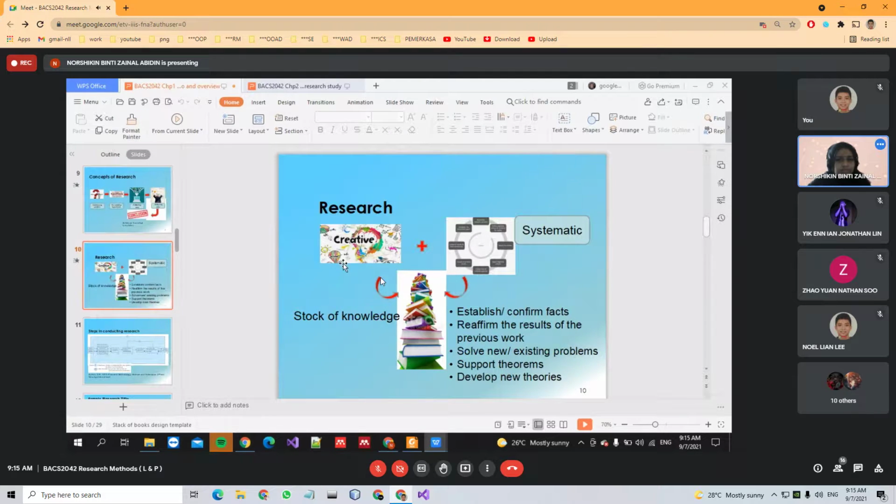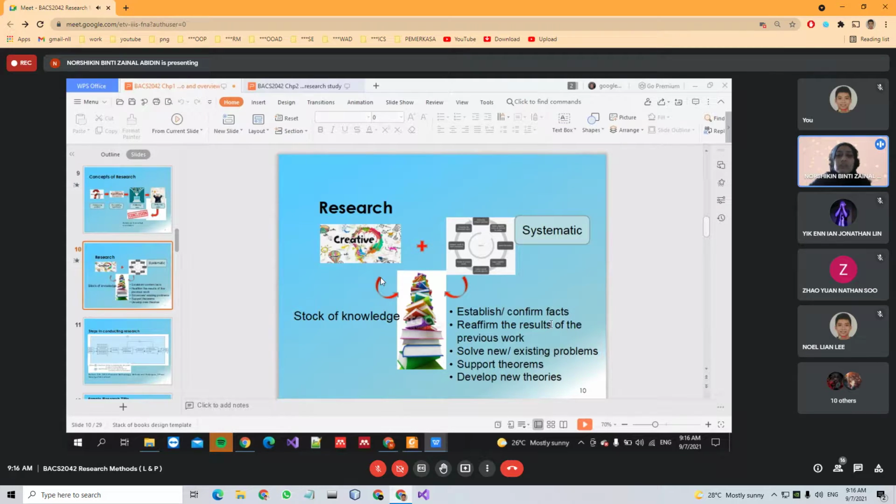For research, we need to use established or confirmed facts. That means at your level, I think you already know how to use a valid source. A valid source is like a research paper, journal, book, or newspaper. That is a valid source, valid fact.